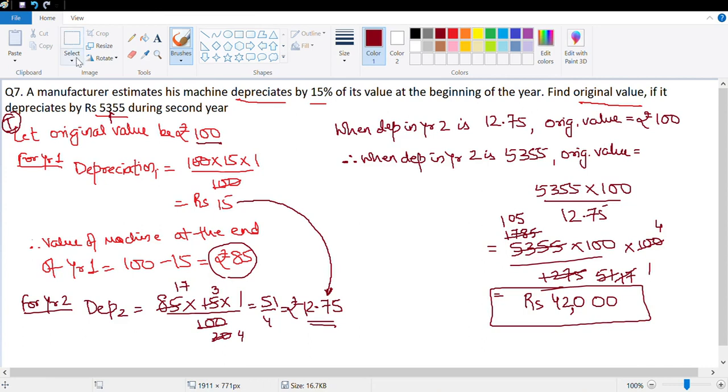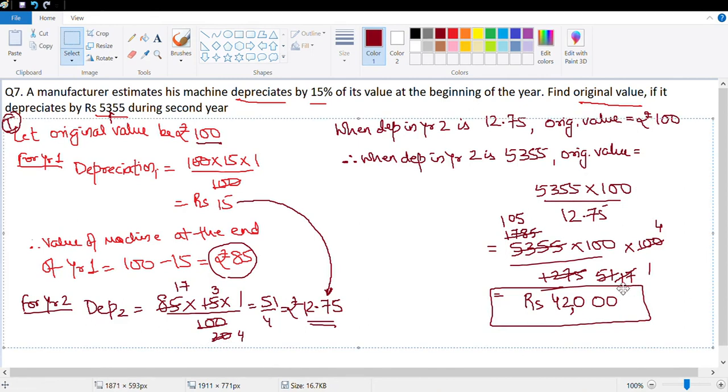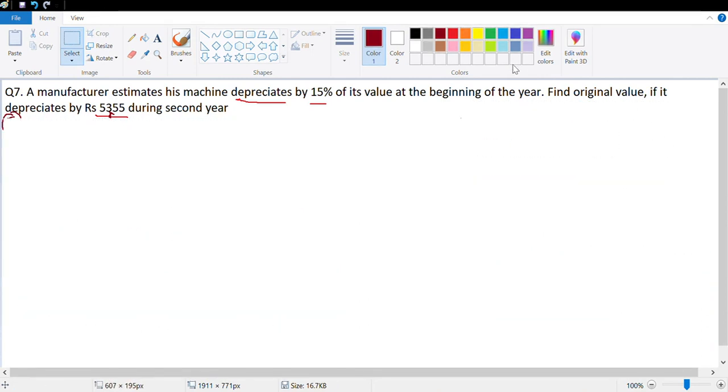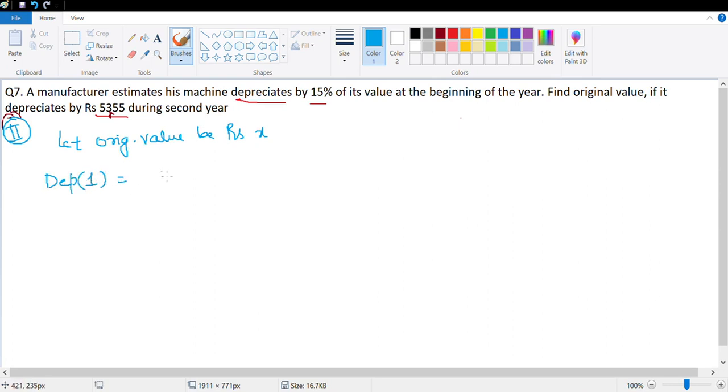So this is when I used the unitary method. Let's solve this question using the second method, which is if we take the value as x. So that's the second method that I'm talking about. You decide which method you're comfortable with. Let original value be rupees x. So depreciation in year 1 will be equal to value of the machine multiplied by 15, for 1 year, upon 100. That's 5 into 3, 5 into 20, which is 3x upon 20.